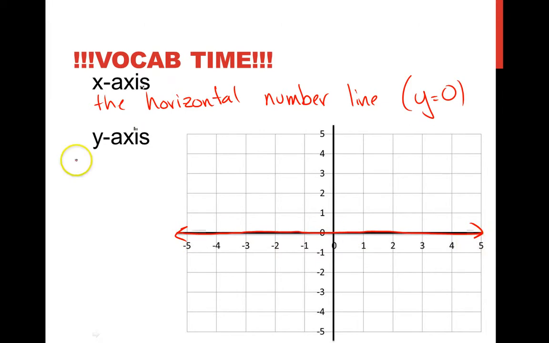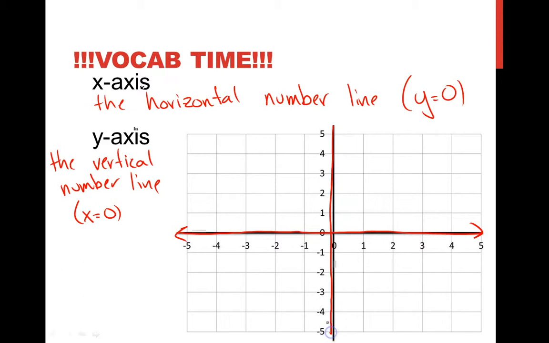The y-axis is the vertical number line, and you can put in parentheses where x is equal to 0. So the y-axis is this line right here. It's that vertical number line, and you can see that x is always equal to 0 there.